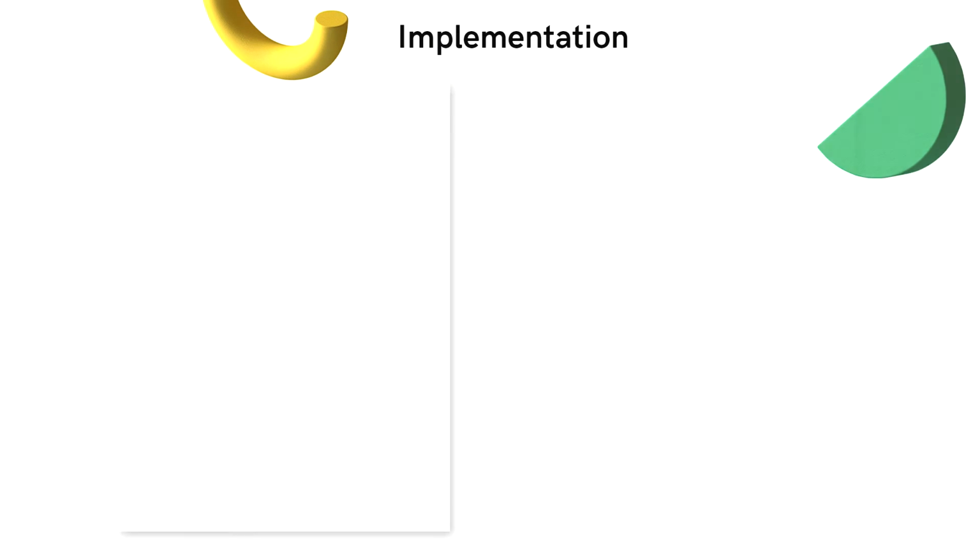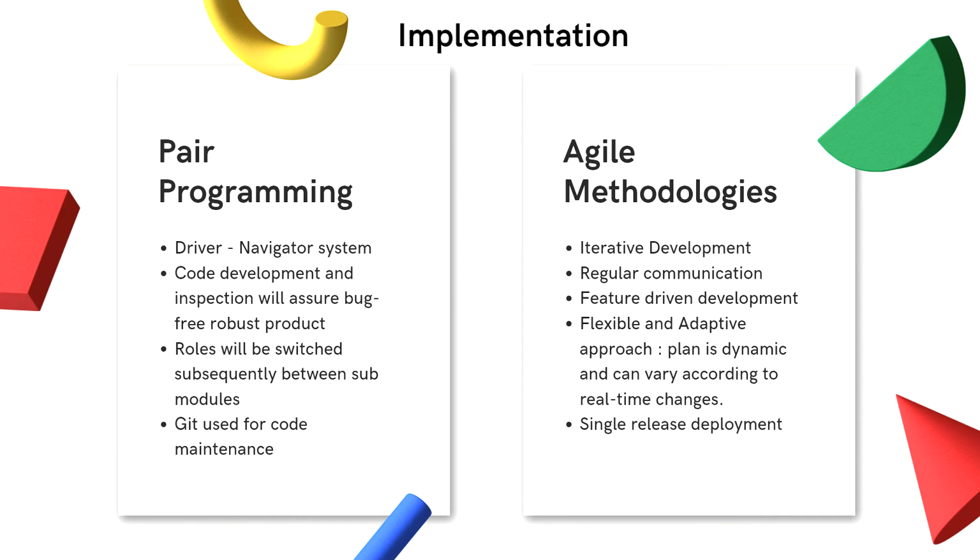So the implementation will be done using pair programming. There will be a driver and a navigator. As the driver codes, the navigator will inspect, which will result in a bug-free and robust product. These roles will be switched subsequently between submodules. Also, we are using Git for code maintenance. The standard agile methodologies will be used, which will ensure a very flexible and adaptive approach to the problem, and we can change the plan in real time as per the changes in the system.